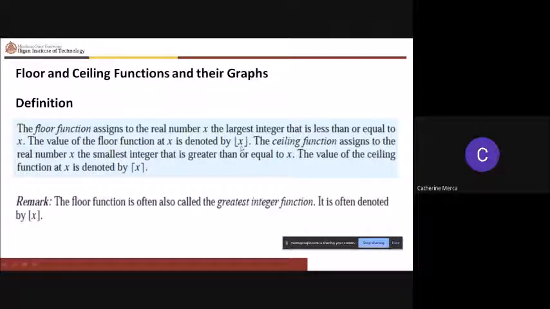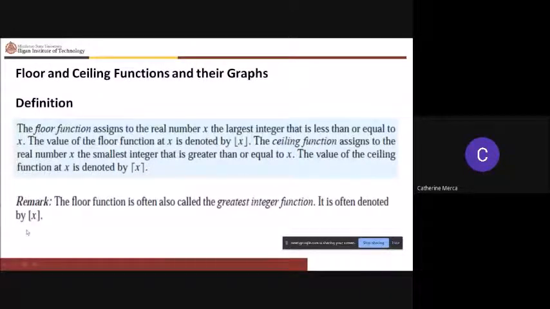For the ceiling function, ang itsura sa floor function kay ingon ani. Manani ang iyang notation, no? Floor, nasa ubos ang iyang sign. Then ang ceiling function kay ingon ani, nasa taas pod. So, the ceiling function assigns to the real number x the smallest integer that is greater than or equal to x. Greater than, ha? Or equal to x. Smallest siya, pero greater than or equal to x.